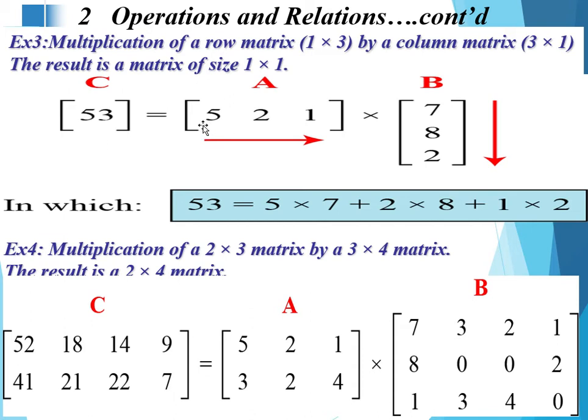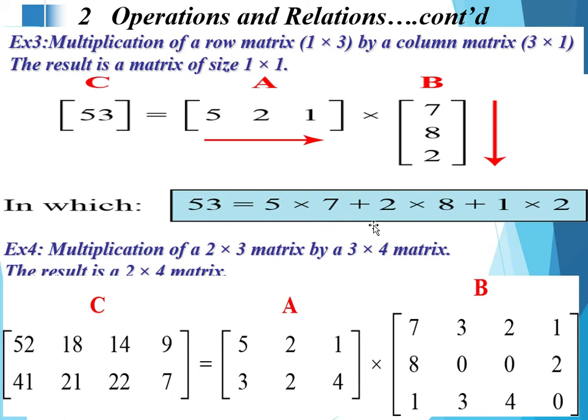So we multiply 5 with 7 plus 2 with 8 plus 1 with 2, and the result is 53. We can perform this with this example.